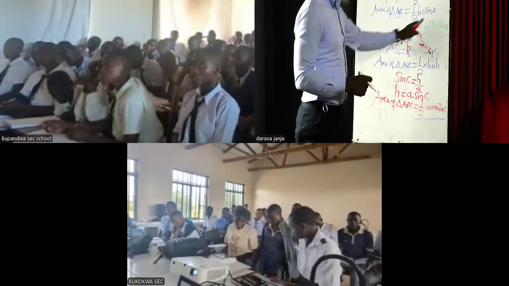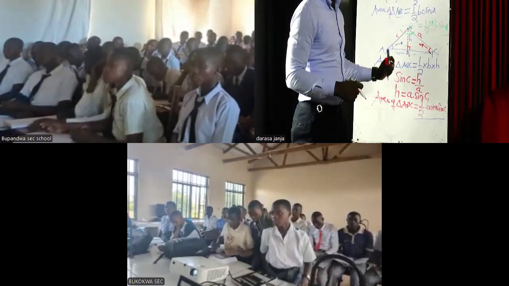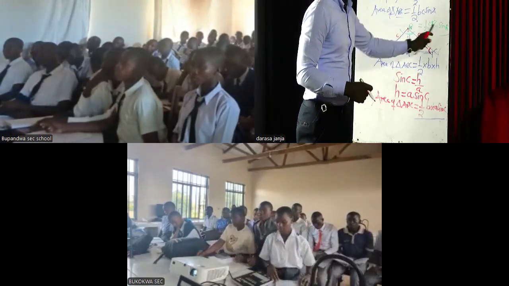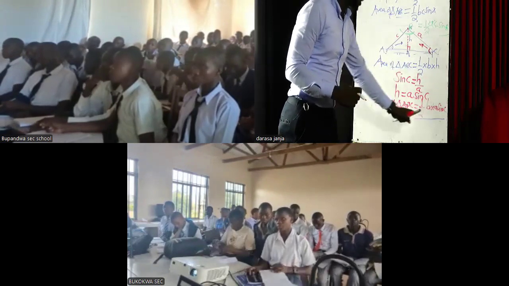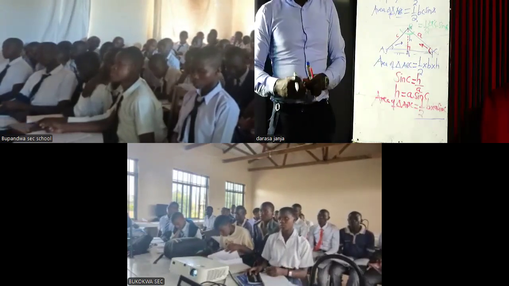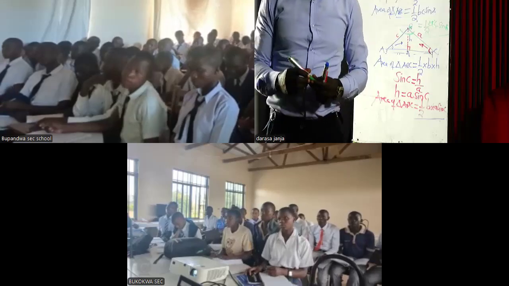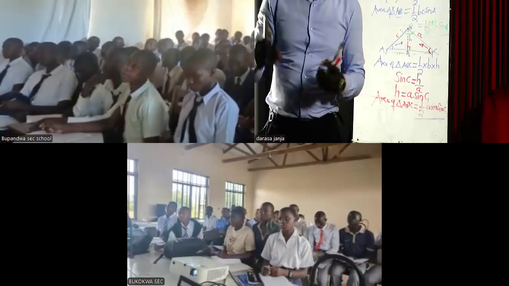So angle A is enclosed by the sides BC. If angle B, our sides are AC. If angle C, our sides are BA. Are we together? Are we together, class?